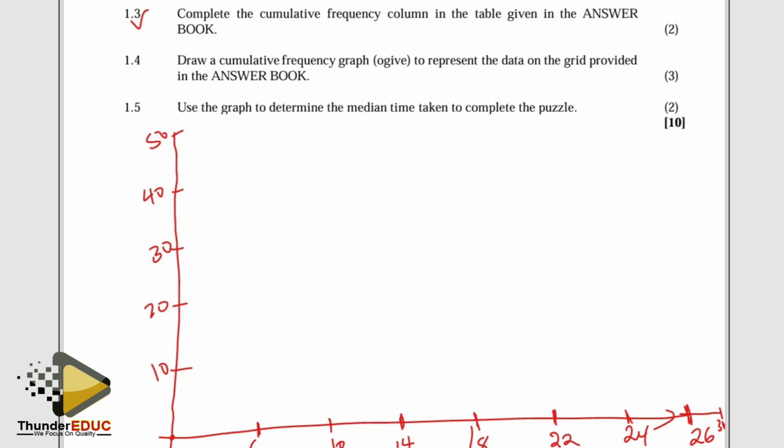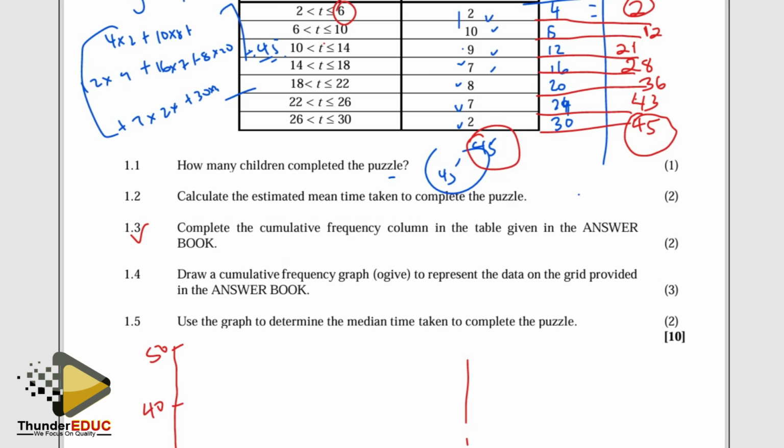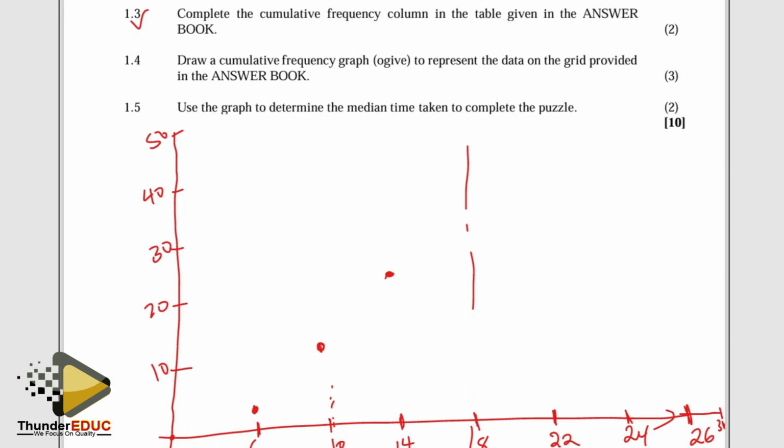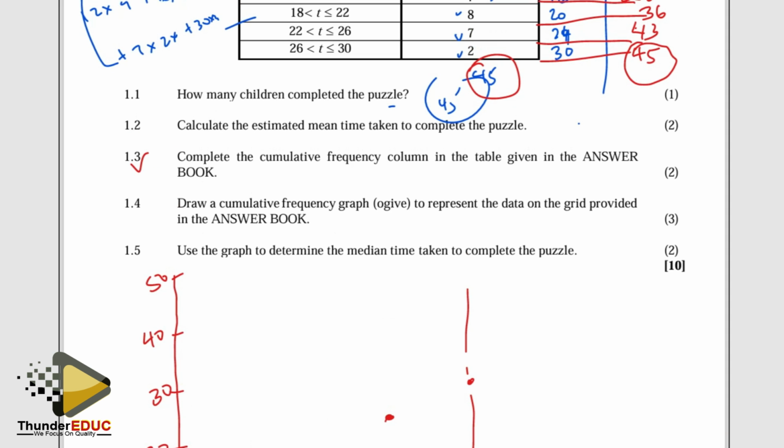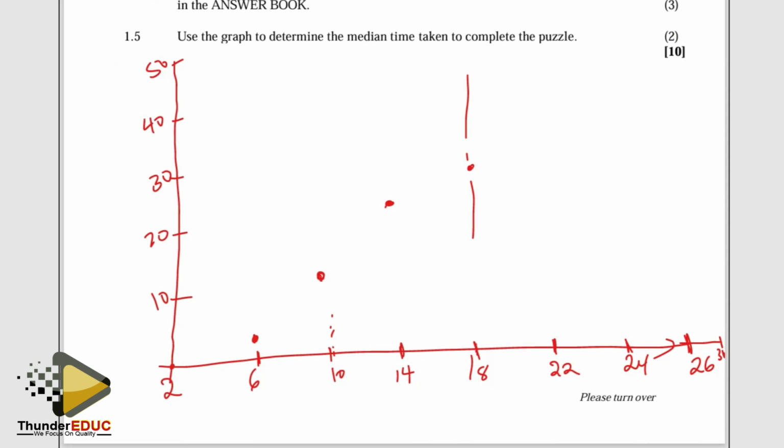So 6 is 2, somewhere there. And then 10, we said it's 12, slightly above. Then next is 21. So 14 is 21, slightly above 20. And then 18 is 28, slightly below 30. Okay, now it's bending. Then we have a 36. 36, we can just estimate it to be in between because it's close to 35.